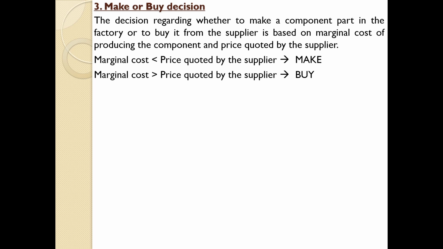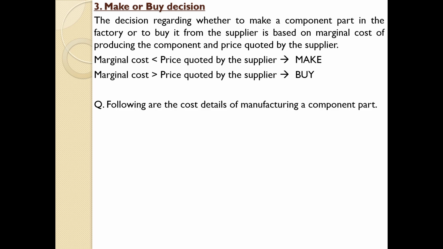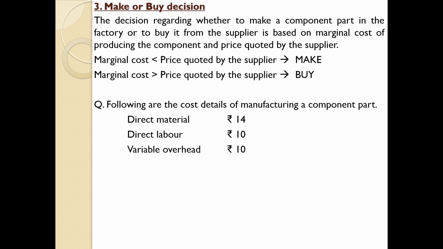So let us try an example. Following are the cost details of manufacturing a component part: direct material is given, direct labor, variable overheads, fixed overheads, and the total amount is 40.